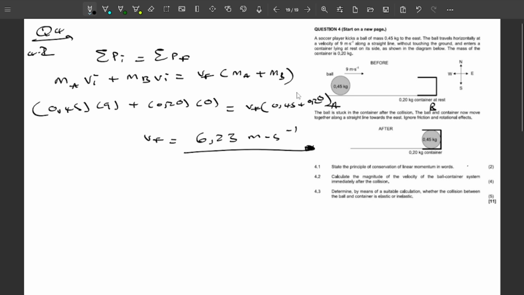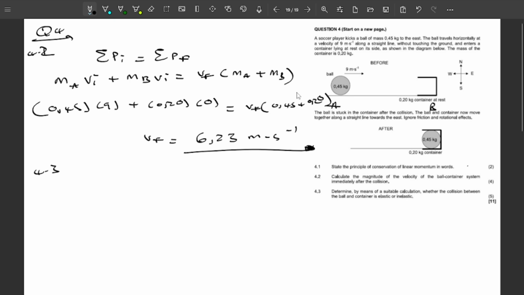Alright, now let's come to 4.3. Determine by means of suitable calculation whether the collision between the ball and the container is elastic or inelastic. Now, how can you prove it? In order to see if it's elastic, you have to check the kinetic energy. If the kinetic energy before and after is the same, it is elastic. But if it's not the same, it's inelastic.